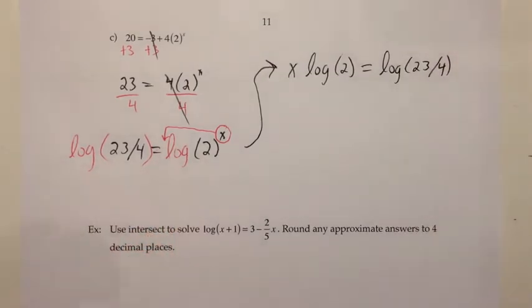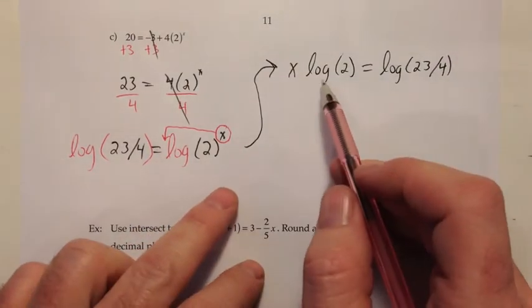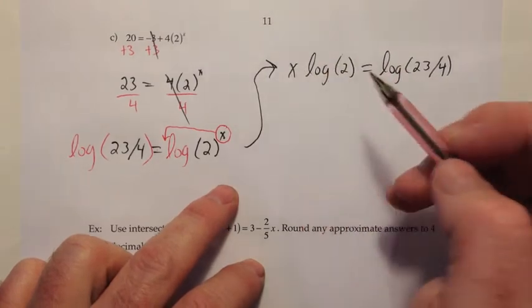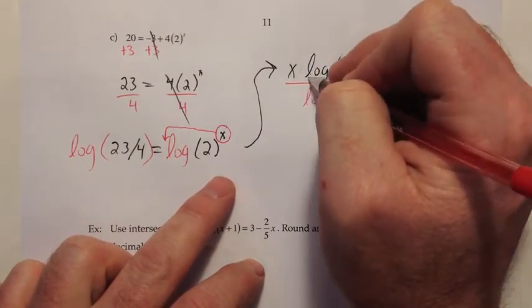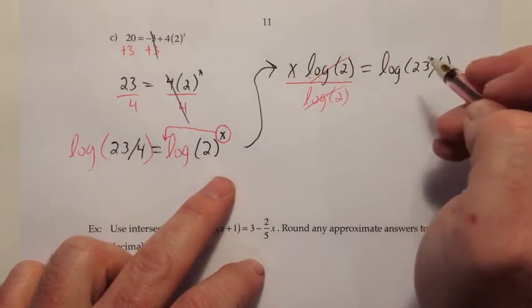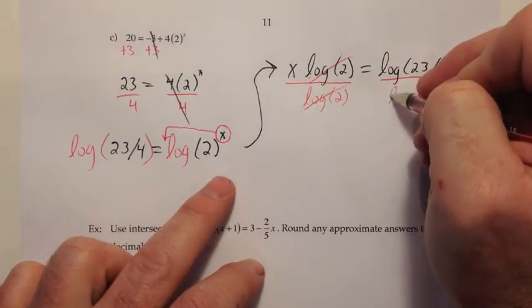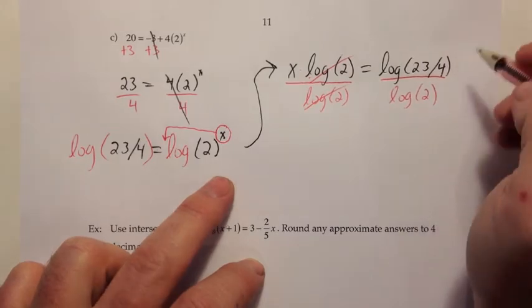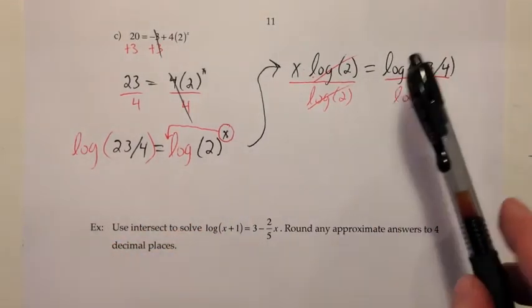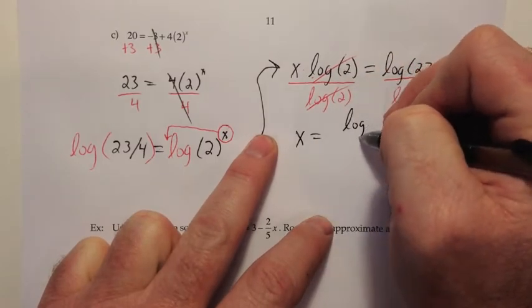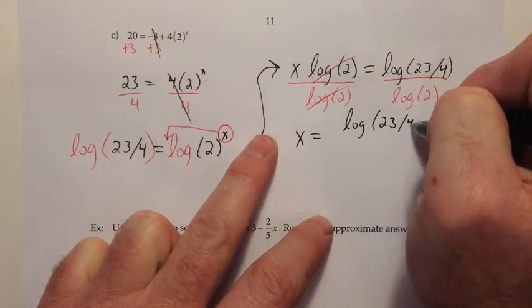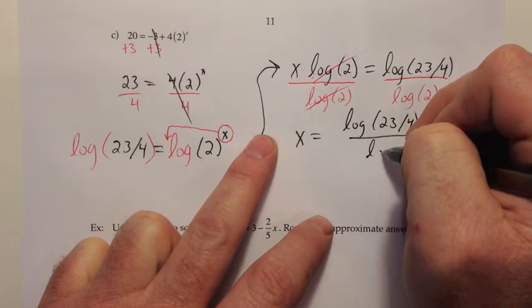And then I want to get that x by itself, so that means I'm trying to get rid of the log 2, which is connected by multiplication. So if I divide both sides by the log of 2, that's going to cause these to cancel out. And if I do that division on the left, I have to do it on the right also. And then that tells me what x is. x is equal to the log of 23/4 divided by the log of 2.